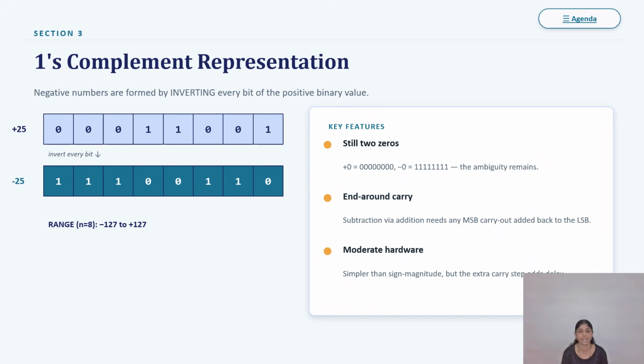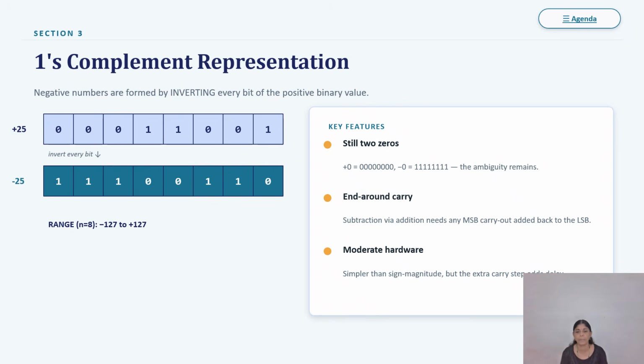So whatever you have checked in your earlier slide, here, what are all the things you have to check as a key feature or limitations? The first limitation is that it still has two zeros, I mean plus 0 as well as minus 0. Nothing changed between the sign magnitude representation and the ones complement representation. There in sign magnitude representation, you considered 0 as plus 0 and minus 0. In ones complement also you are considering it as plus 0 and minus 0. So the ambiguity remains the same.